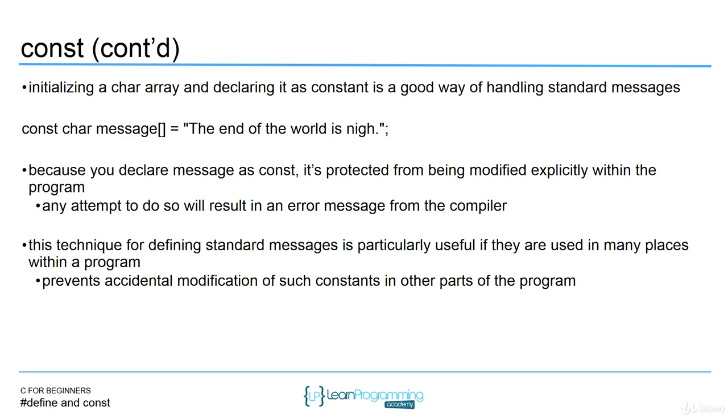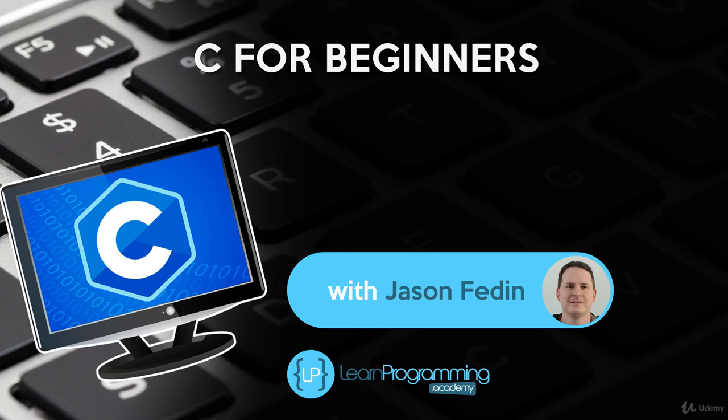And now you can use this for a standard message that may be displayed as output in various parts of the program. The technique for defining standard messages is particularly useful if they are used in many places, like I mentioned. It prevents accidental modification of such constants in other parts of the program, just like magic numbers. So constants, you want to use them in your program. Two ways to employ them, essentially, using the define and using the const keyword.